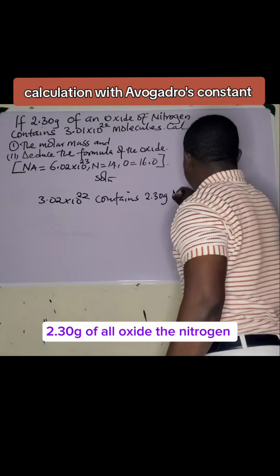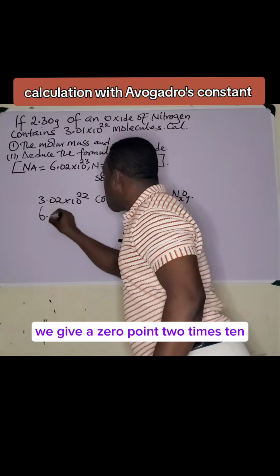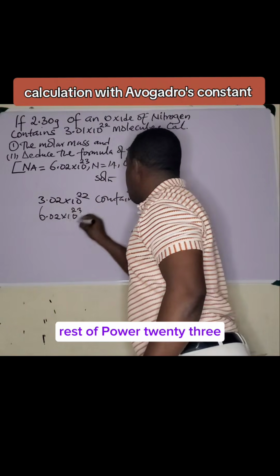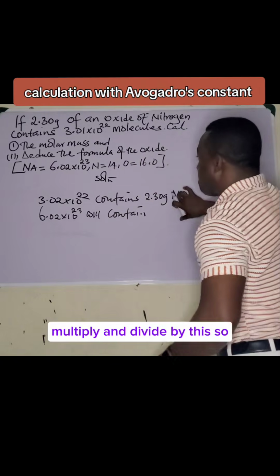Let's assume the oxide of nitrogen is this. So what the Avogadro's number will give us, 6.02 times 10 raised to power 23, we contain; what we have to do now is to cross multiply and divide by this.